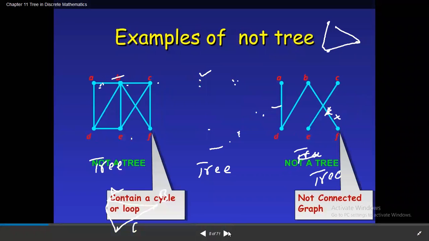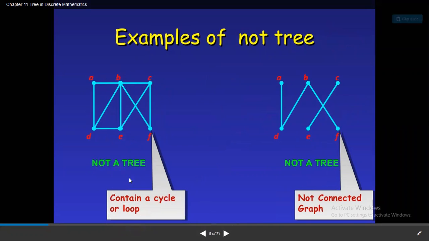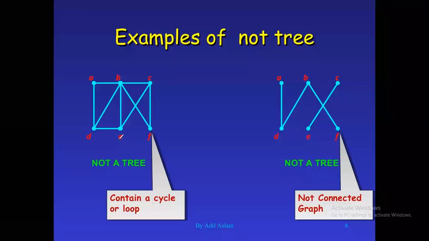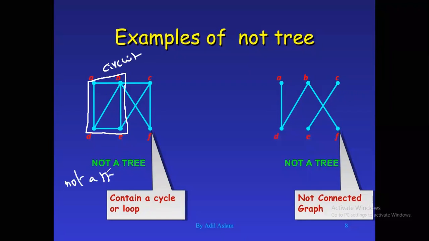Next, we will see which are not trees. When you come to the first one, is it a tree? We will check. I can go from A to D, D to E, E to B, B to E. It has one circuit. Therefore, it is not a tree. So that is called a cycle.